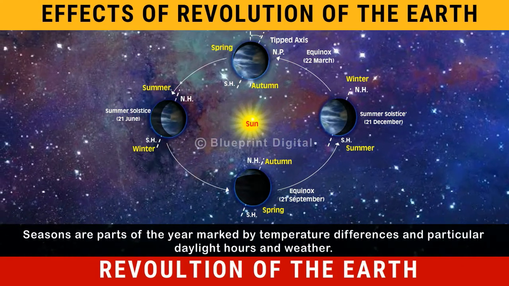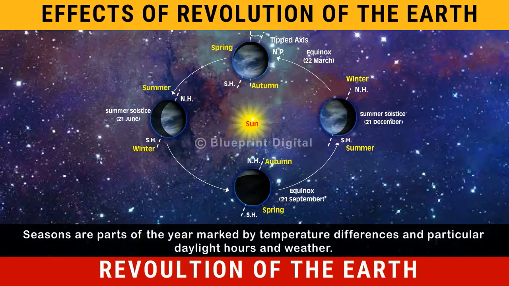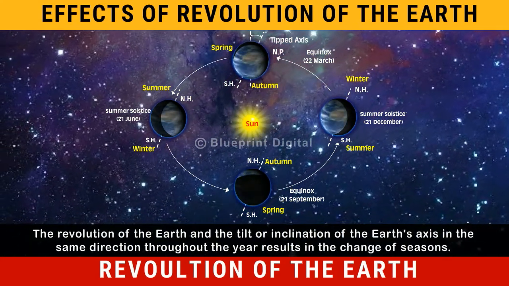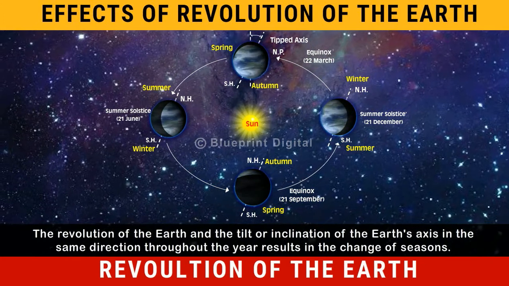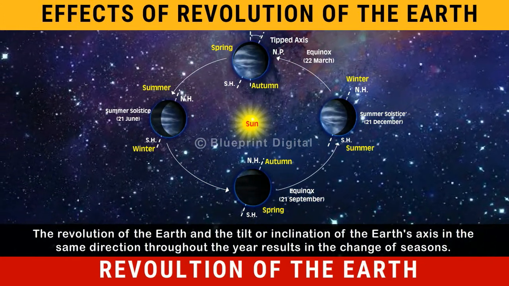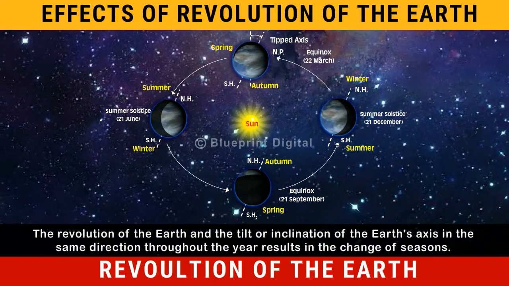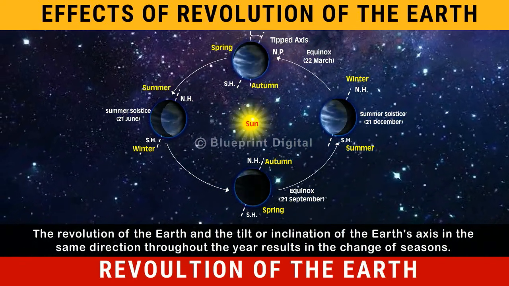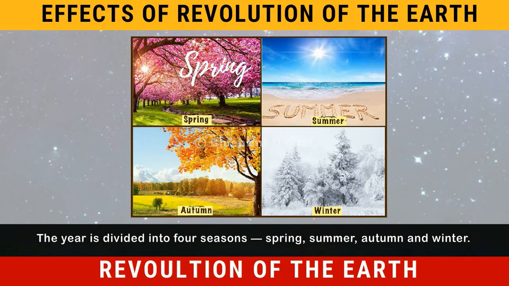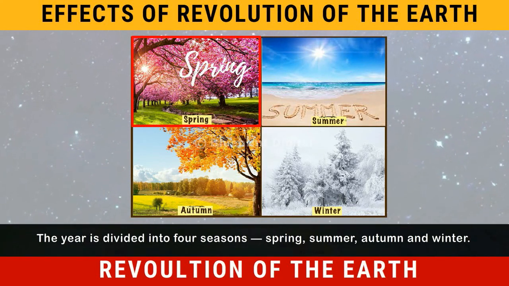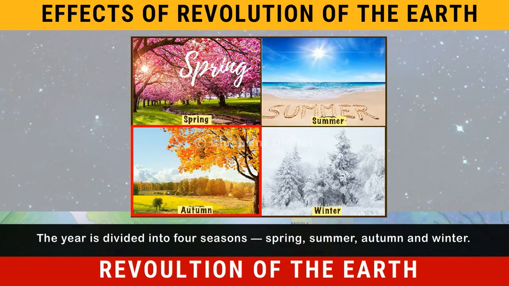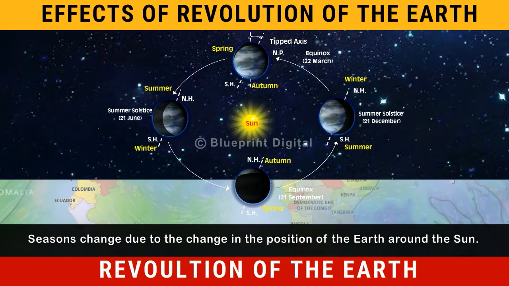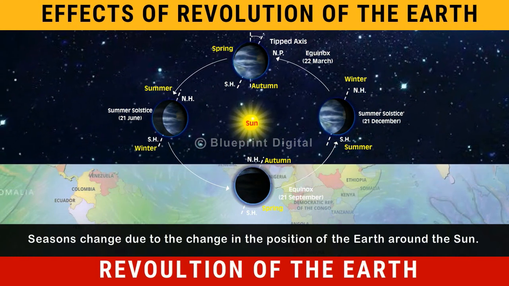Effects of revolution of the Earth. Seasons are parts of the year marked by temperature differences and particular daylight hours and weather. The revolution of the Earth and the tilt or inclination of the Earth's axis in the same direction throughout the year results in the change of seasons. The year is divided into 4 seasons: spring, summer, autumn, and winter. Seasons change due to the change in the position of the Earth around the Sun.